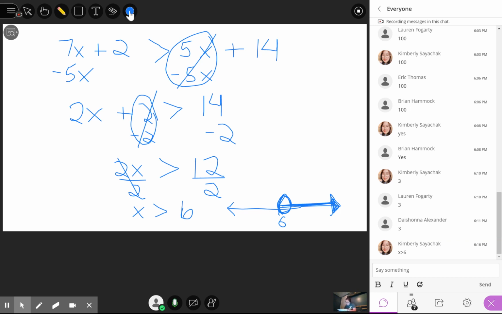Now, if your problem wanted to include the 6, it would have looked like this. It would have had a greater than or equal to here, and then it would be either a filled-in circle or a bracket. Denotes any number greater than 6.